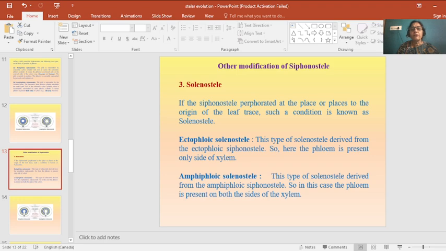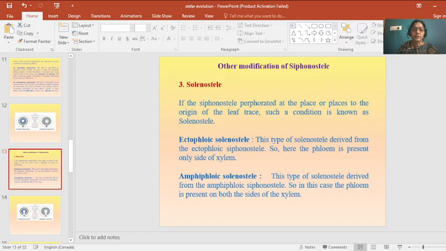The siphonostele modifies and forms the solenostele, where the siphonostele is perforated at the places of origin of the leaf traces. Such a condition is known as solenostele. They are again of two types.